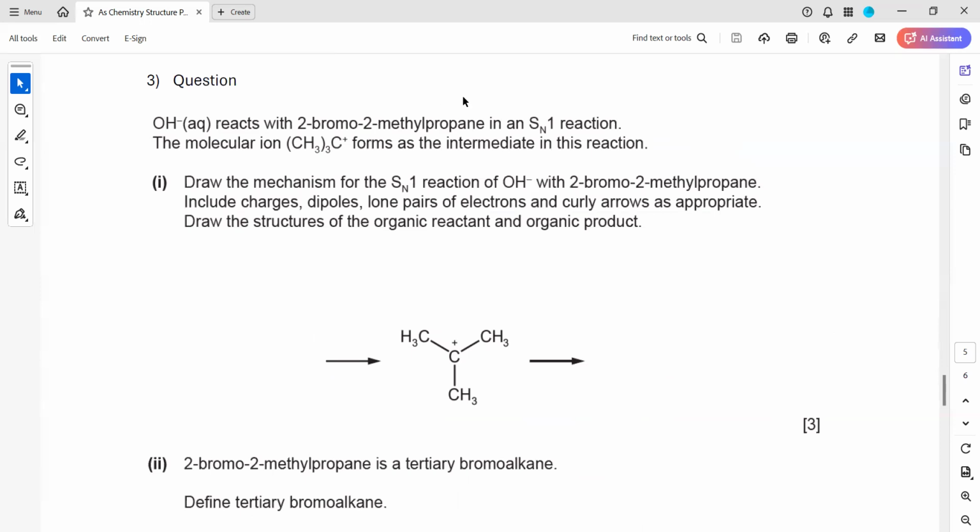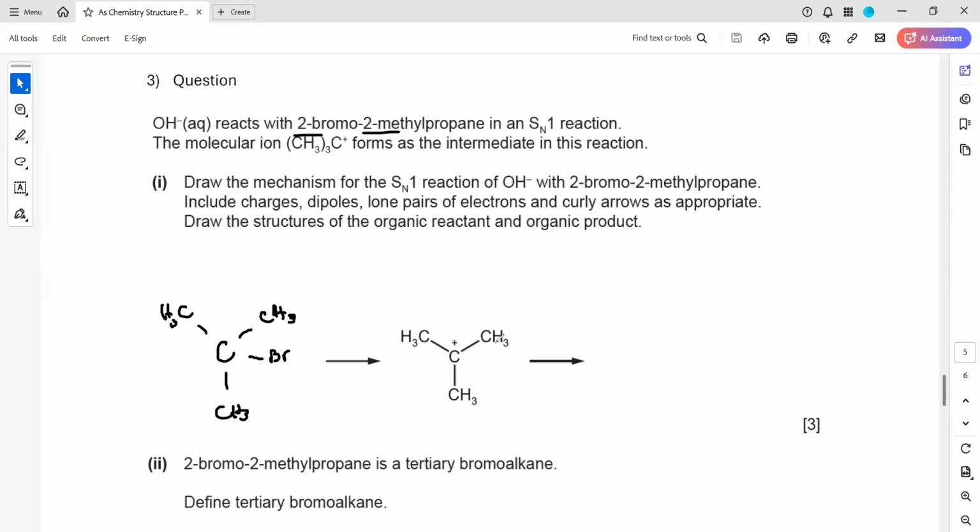In a tertiary halogenoalkane, what will happen first? Bond breaking will occur, and the rate of the reaction only depends on the halogenoalkane. So this will have CH3, this will be CH3, this will be CH3, and it is 2-bromo 2-methyl. There is a bromine attached to the carbon. You can attach bromine anywhere, it does not make a difference. So this is 2-bromo 2-methyl propane.